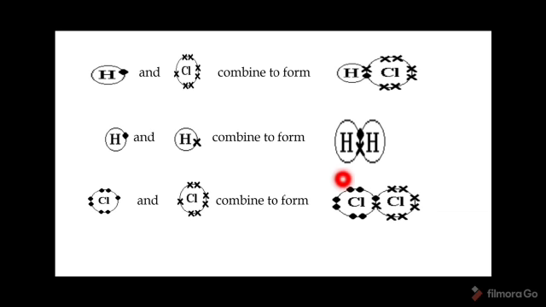Formation of the H2 molecule. Here hydrogen combines with another atom of the same element. Hydrogen combines with another hydrogen atom. They form a hydrogen molecule. Similarly, chlorine combines with another chlorine atom. They form a chlorine molecule. They share electrons.